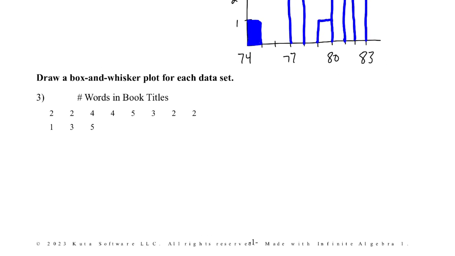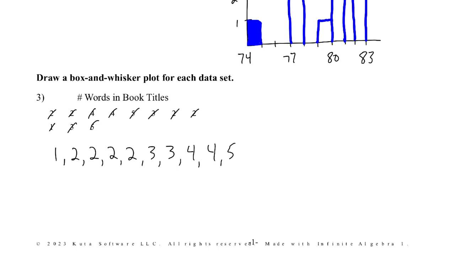Box and whisker plot. The first thing we're going to want to do here is organize the data from smallest to largest. We have 1, 1, and then we have 1, 2, 3, 4 twos. 1, 2, 3, 4. We have 2 threes, 2 4s, and 2 5s. So that means we have 1, 2, 3, 4, 5, 6, 7, 8, 9, 10, 11 data points.